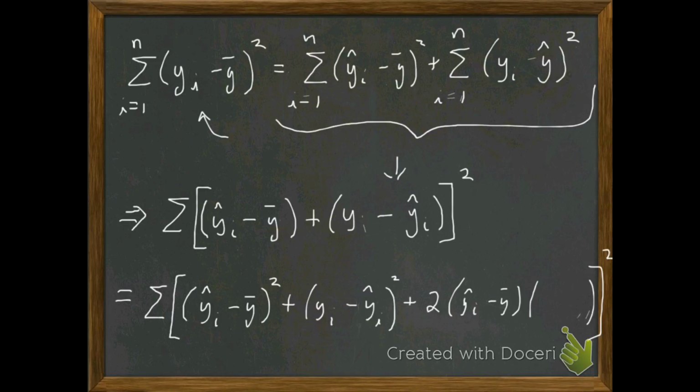Let me try to clean that up. I was trying to write smaller. In fact, that got really messy too. So this is going to be just our y hat sub i minus y bar and y sub i minus the predicted value of i, right?